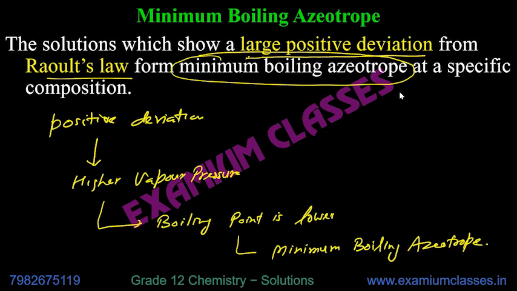Because solutions need lower energy. Yes, correct. Solutions need lower energy now to get evaporated. So that's why lower boiling point. So minimum boiling azeotropes, large positive deviation. Just remember these relationships.